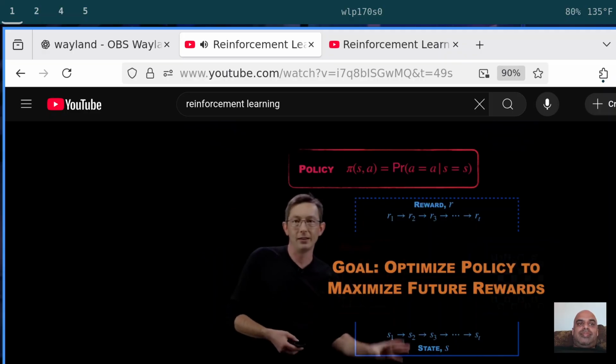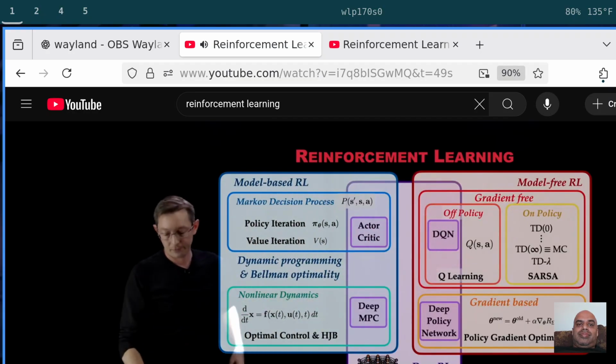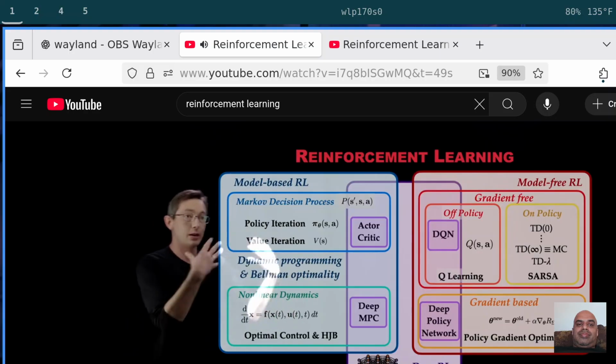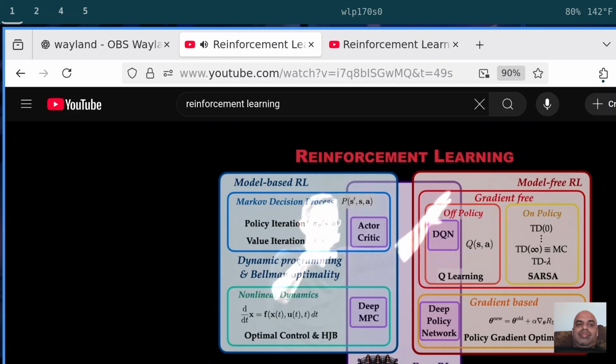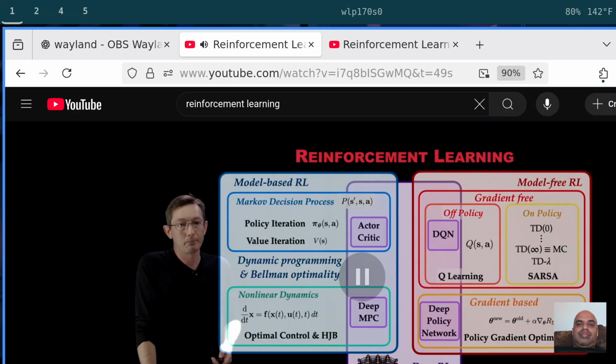So I need you to know this nomenclature, so now I can show you how all of these techniques are organized. That's what I'm going to do for the rest of the video: we're going to talk through the key organization of all of the different mainstream types of reinforcement learning.